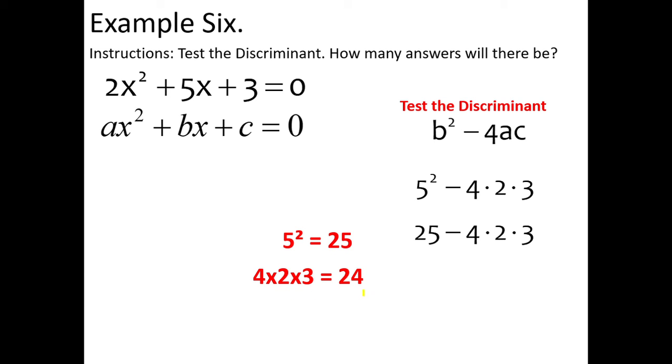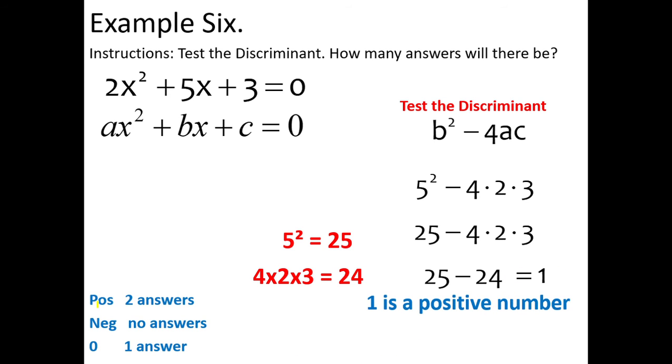4 times 2 times 3 is 24. 25 minus 24 is 1. 1 is a positive number. If you remember the rules, anytime you get a positive number, any positive number for the discriminant, that means there'll be two answers.